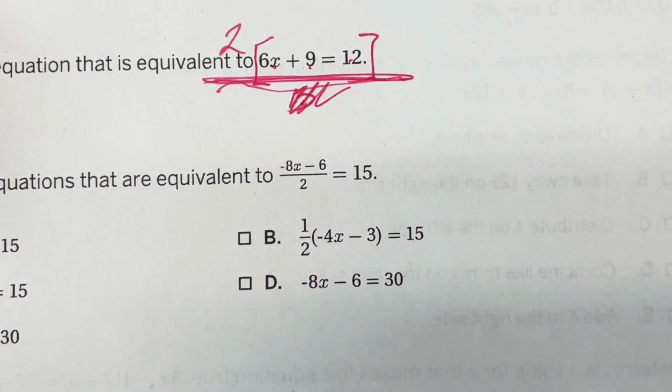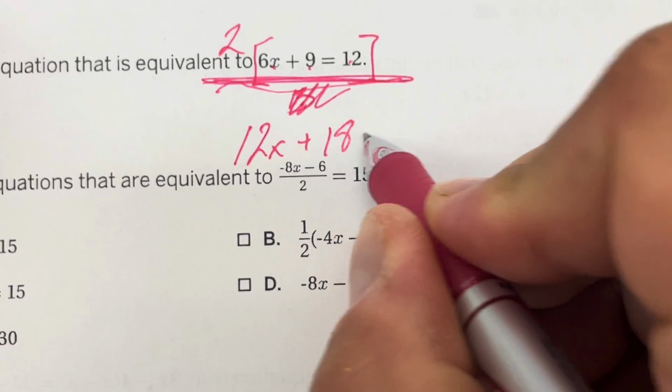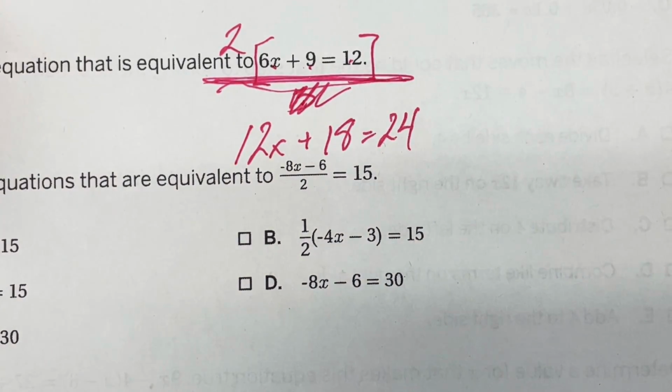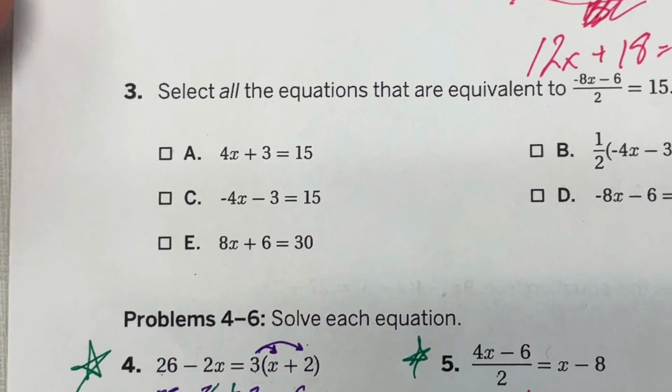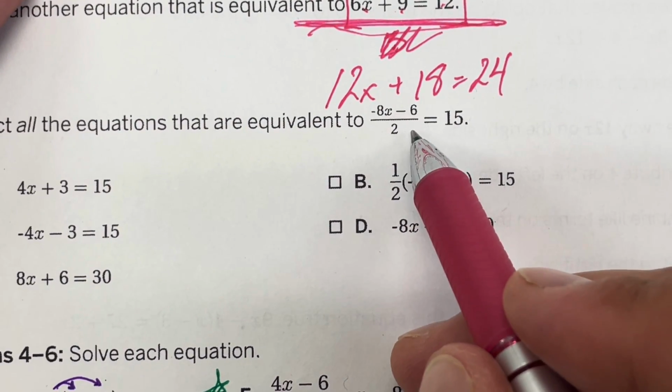How about I just double everything? So we could have a 12x, an 18, and a 24. That would be fine. That's mathematically equivalent. Let's move on. Select all of the equations that are equivalent to this ugly little thing.